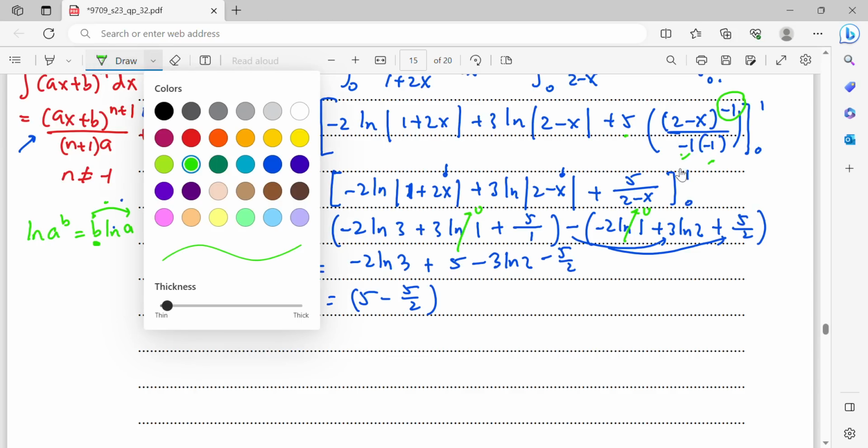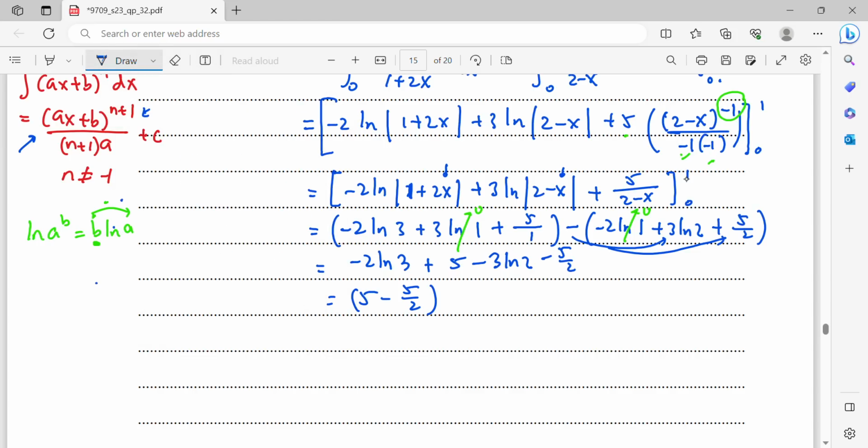So now I will write negative. Okay, I will take out the negative. Then I will get 2 ln 3. So this 2 ln 3 will be ln 3 squared. Once you factorize negative from these two terms, the next one is going to be plus ln 2 power 3. Alright, so from here, 5 minus 5 over 2 is 5 over 2. Then minus, now ln 3 squared is ln 9 plus ln 2 cubed is ln 8.